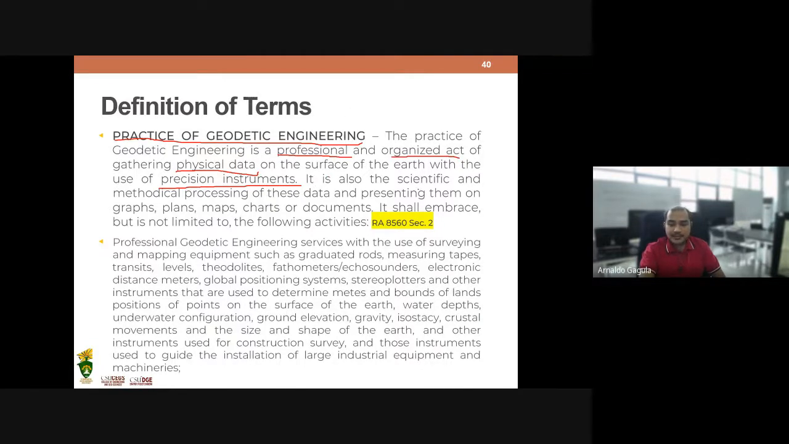It is also the scientific and methodological processing of this data and presenting them on graphs, plans, maps, charts, and other documents. So it is not necessary that if you are a geodetic engineer or a geodetic engineering graduate, you only gather data. Our profession also includes, after you gather the data, processing it as accurately as possible and presenting it in graphs, plans, or maps.